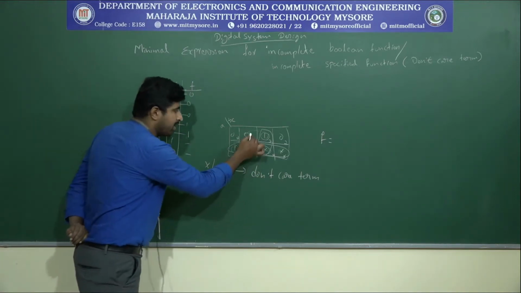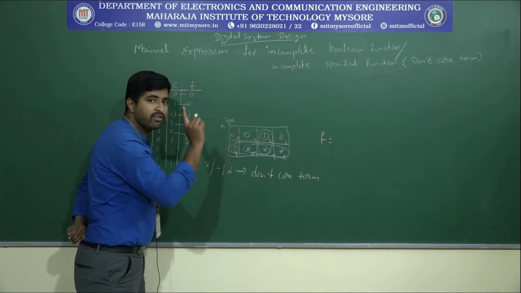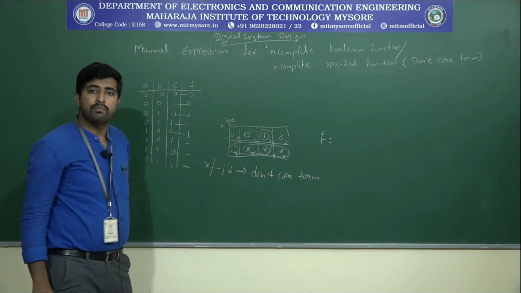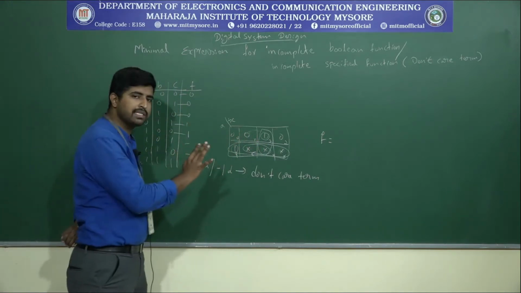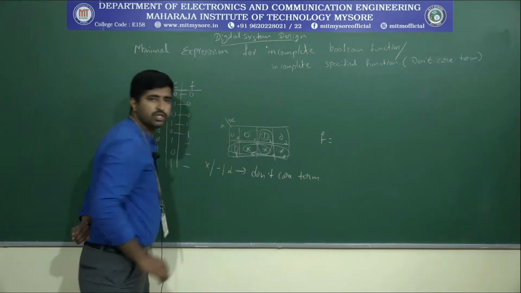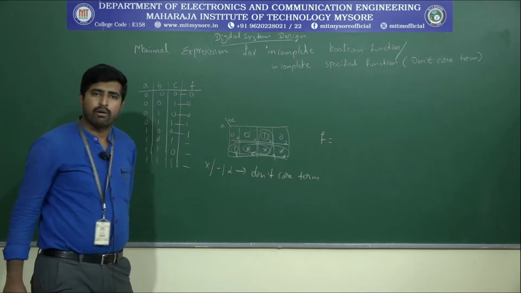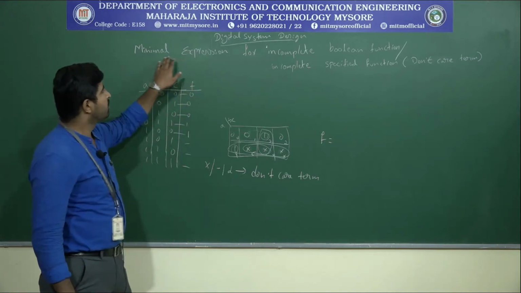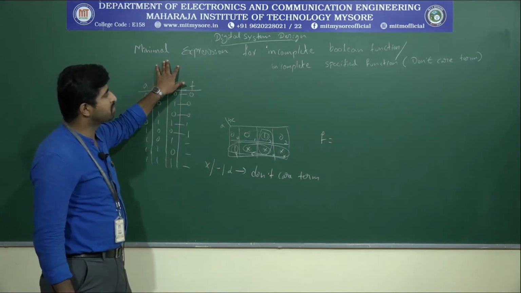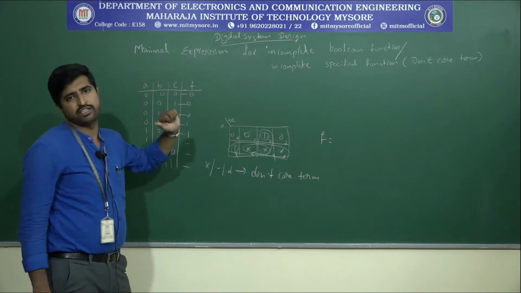Again, we can also group the 0s, but only when you are writing the max term, the minimal product expression. For the minimal sum expression we need to group the logic 1s. Let's understand this by taking a few problems on how to get a minimal expression for an incomplete Boolean function.